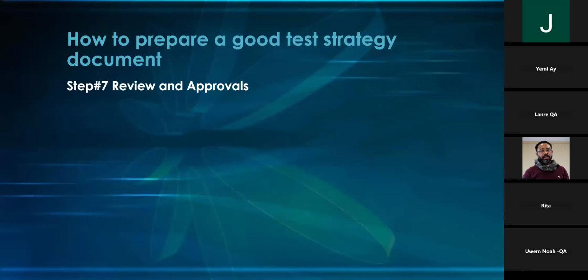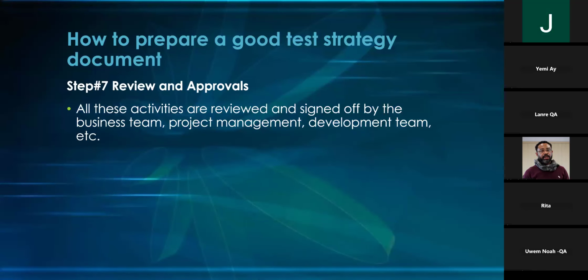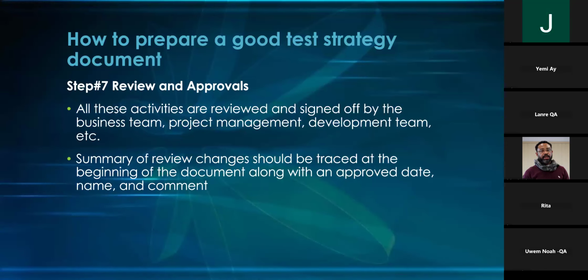Finally, review and approvals. All these activities are reviewed and signed off by the business team, project management, and development team. All these activities that have been done will have to be reviewed and approved. So I told you all the test plan, the test strategy, you need to ensure that is reviewed. A summary of review changes should be traced at the beginning of the document, along with appropriate approved dates, names, and comments.